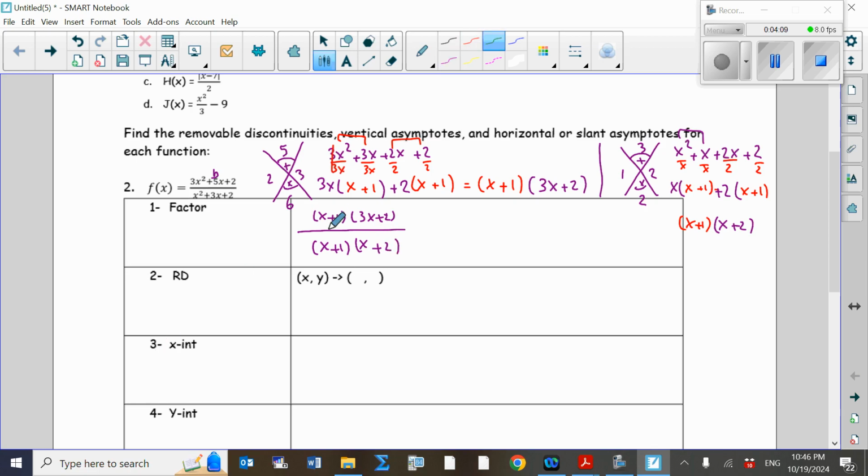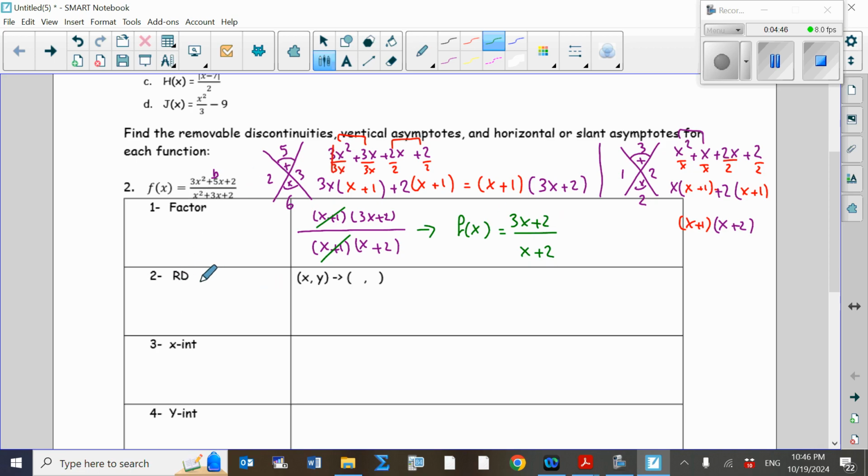Now, as you see, there is a twin factor on top and the bottom. They cancel each other. And your remaining function is 3x plus 2 over x plus 2. This is your remaining function. And notice that here you cannot cancel the 2's or x's, because they're stuck with the plus between them. You cannot cancel anything anymore. So this remaining function is going to be your function from now on. Only look at this one to find the other features.